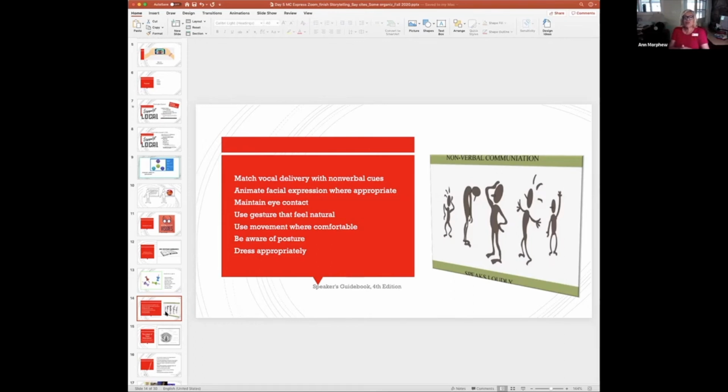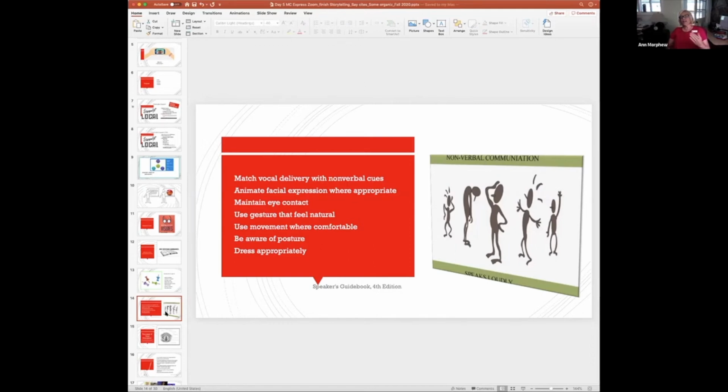Animate your facial expressions appropriately. And I see you guys do it. Since we're on Zoom and so close up, even minor expressions, like a little sideways smile, rolling your eyes, or looking up to the ceiling, are very appropriate and enhance the telling. Remember to maintain eye contact.